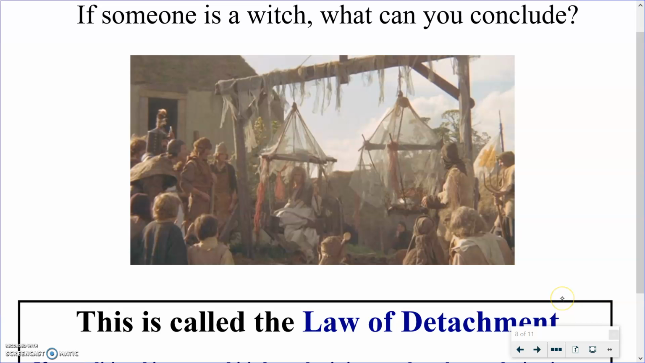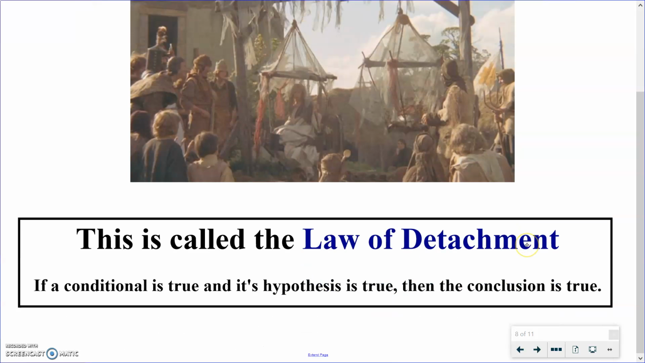All right, so now we can use that conditional statement and say if someone's a witch, then what conclusion can we draw? And the answer here is we can conclude they weigh as much as a duck. And so this is called the law of detachment. If you take a conditional statement and its hypothesis is true, then the conclusion is also true.